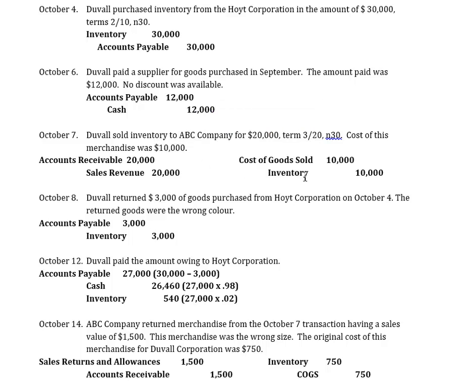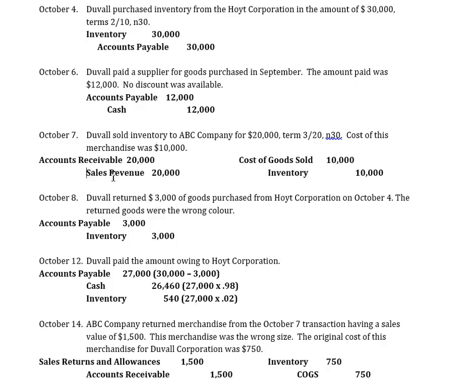Because we have a perpetual inventory system and we're doing sales transactions, what do we do? Two things. Number one, record the sale transaction, and number two, get rid of the inventory because Duval's shipping it out to ABC Company. We get rid of the inventory at what it cost Duval to buy it, which is $10,000. So the first entry records the sale to ABC. We increase our accounts receivable because it's a credit sale. We debit AR and we credit sales revenue for $20,000.